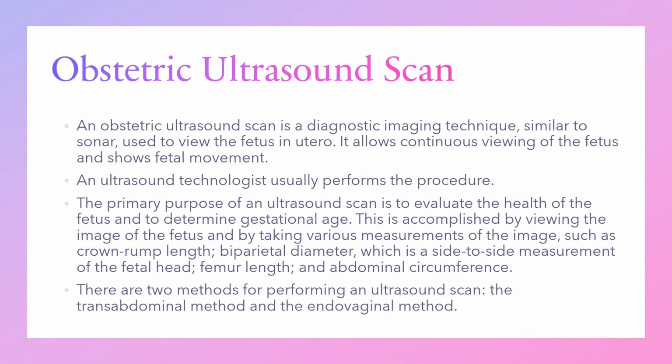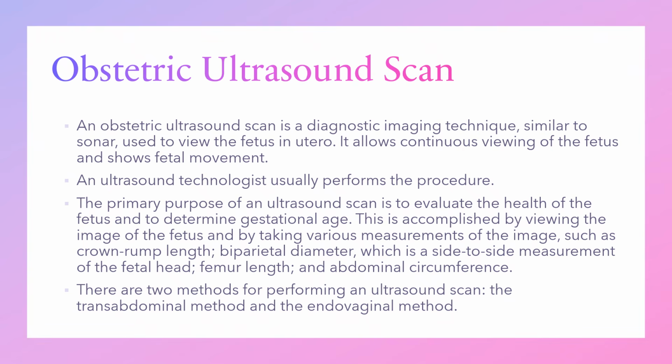Next, we have an obstetric ultrasound scan. There are two different types of these scans as well, and we go over them in the next slide. So an obstetric ultrasound scan is a diagnostic imaging technique similar to sonar used to view the fetus in utero, so used to view the baby in the uterus. It allows continuous viewing of the baby and shows baby movement. An ultrasound technologist usually performs this procedure, and then if there's anything that they see, they have to get the doctor, and the doctor is the one that can interpret some of those results. They can't usually give you any results.